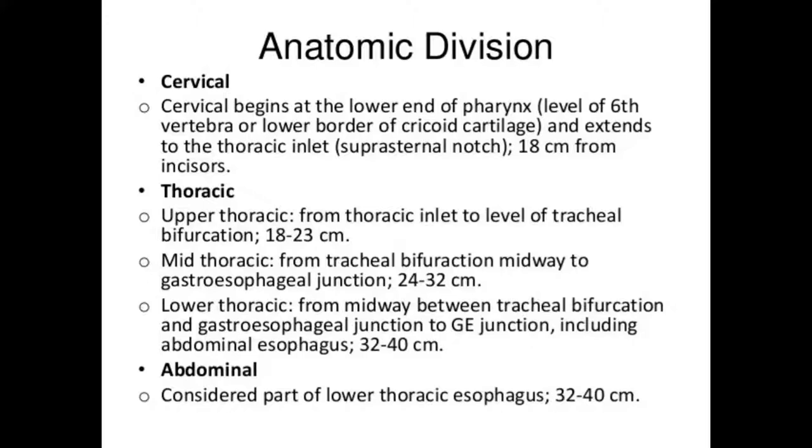The thoracic esophagus: the upper thoracic from the thoracic inlet to the level of the tracheal bifurcation, that is 18 to 23 centimeters from the incisors. The mid-thoracic from the tracheal bifurcation midway to the gastroesophageal junction, that is 24 to 32 centimeters. Now, the lower thoracic from midway between the tracheal bifurcation and the gastroesophageal junction to the GE junction, including the abdominal esophagus, that is 32 to 40 centimeters. The abdominal esophagus is considered part of the lower thoracic esophagus, that is 32 to 40 centimeters.